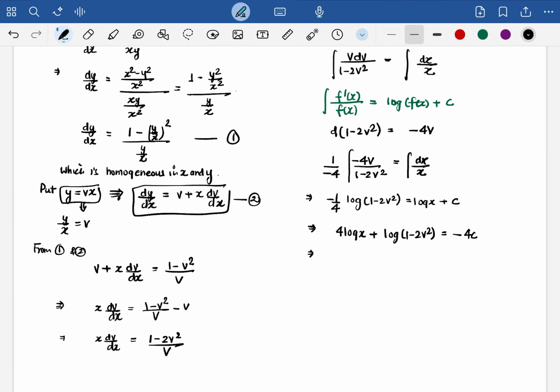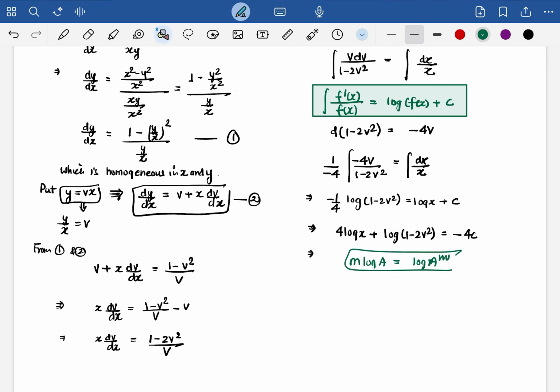Or can we say, if you recall the property, which I'm highlighting in green ink, that is, let us say if m log a is there, can we say log a to the power m can be written?